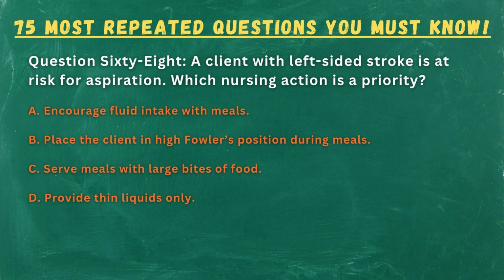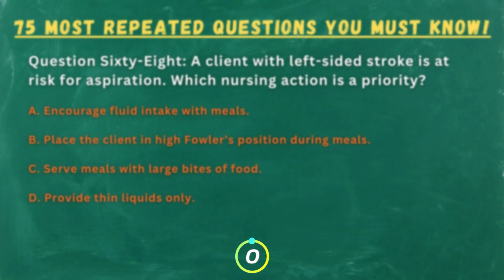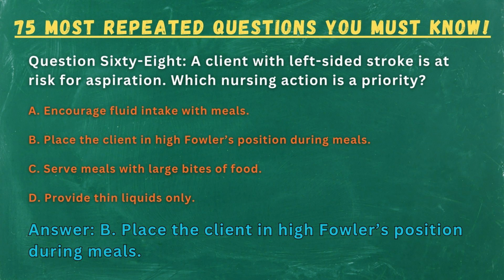Question 68. A client with left-sided stroke is at risk for aspiration. Which nursing action is a priority? A. Encourage fluid intake with meals. B. Place the client in high Fowler's position during meals. C. Serve meals with large bites of food. D. Provide thin liquids only. Answer: B. Place the client in high Fowler's position during meals.